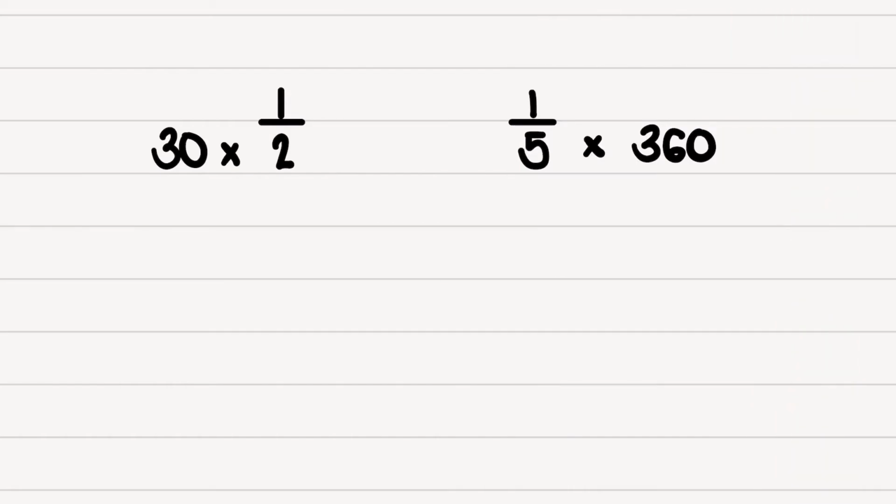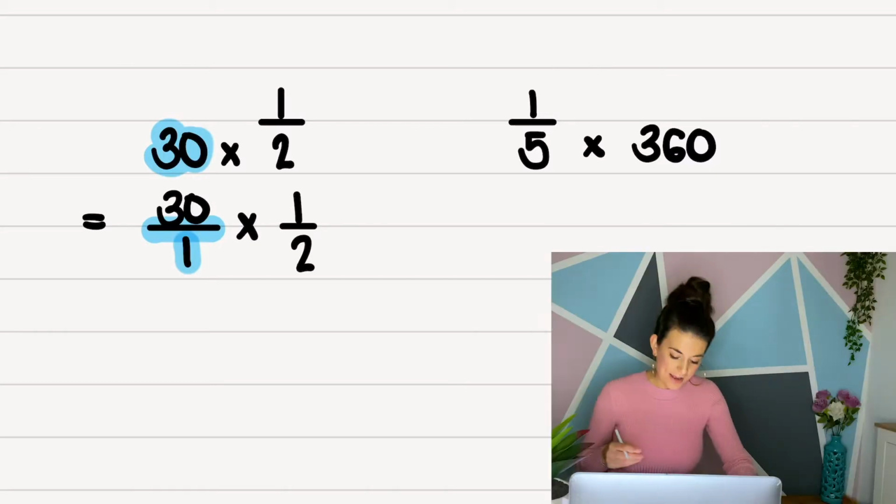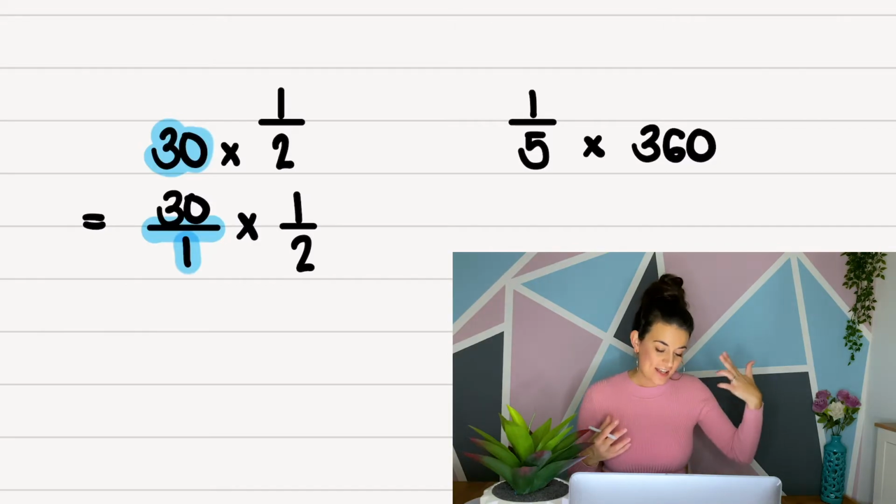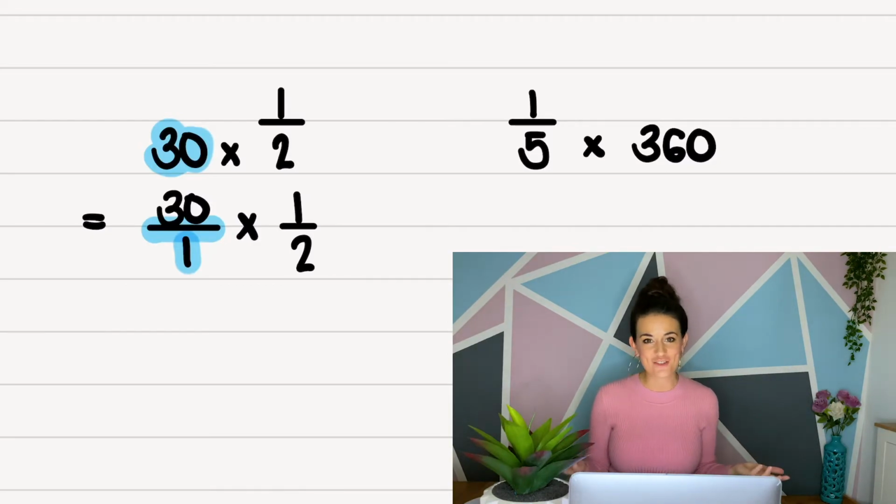So we have 30 times a half. The first thing that I'm going to do is change this 30 into a fraction. How am I going to change 30 into a fraction? I'm going to put it over 1, multiplied by 1 over 2, so that now I have two fractions being multiplied together. And by putting the 30 over 1, I haven't changed the value of the 30. I've just changed the way it looks.